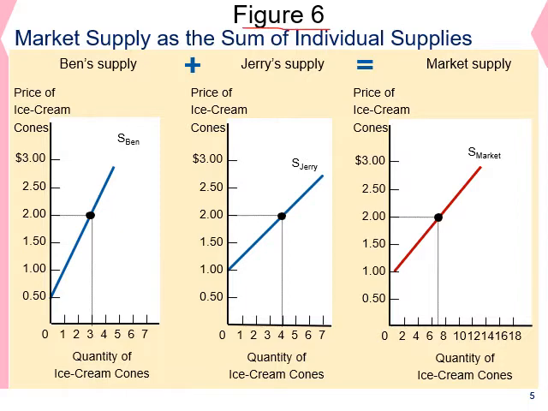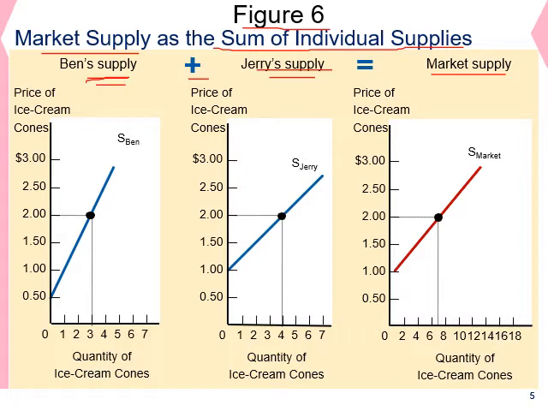Figure 6 represents the market supply as the sum of individual supplies. If we have only two suppliers in the market, Ben and Jerry, we're going to take the sum of Ben's supply with Jerry's supply to get the market supply. The first graph is the supply of Ben.